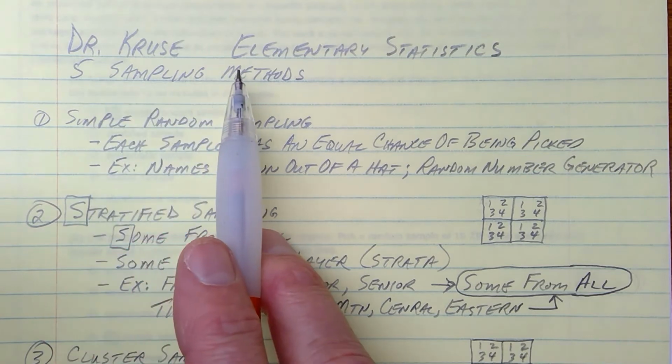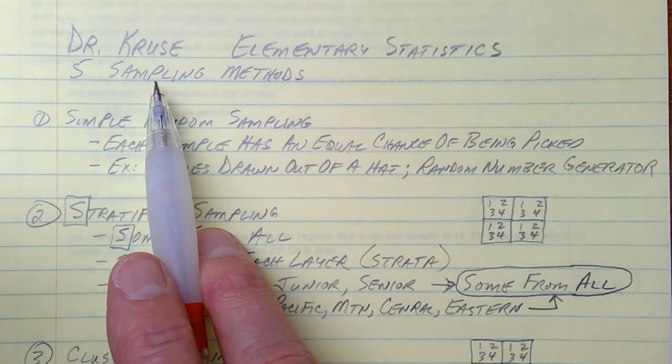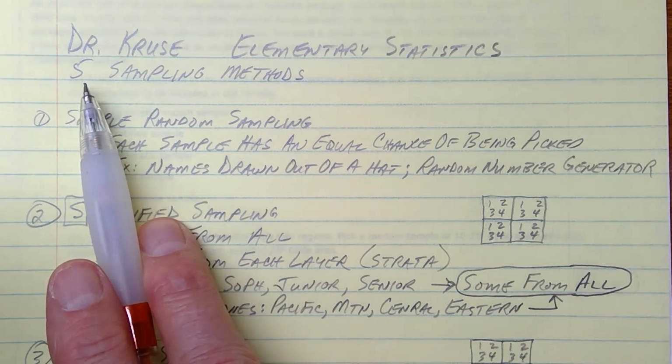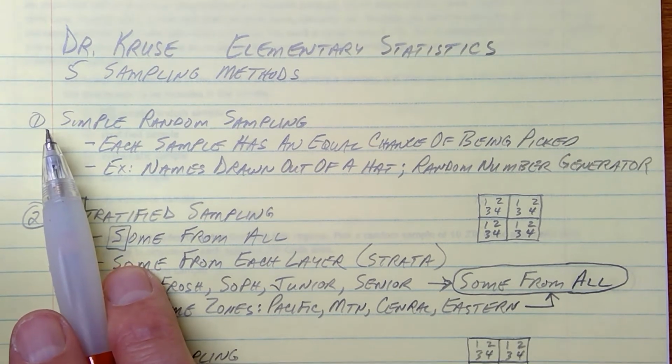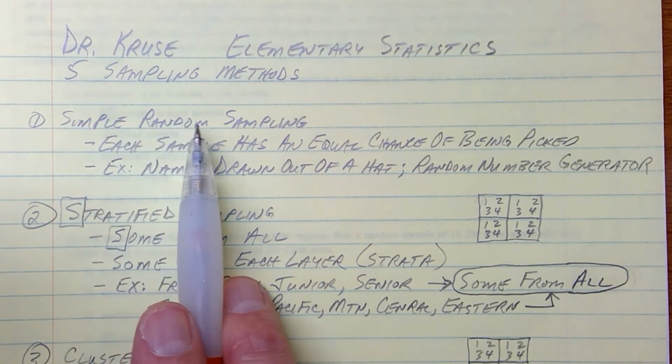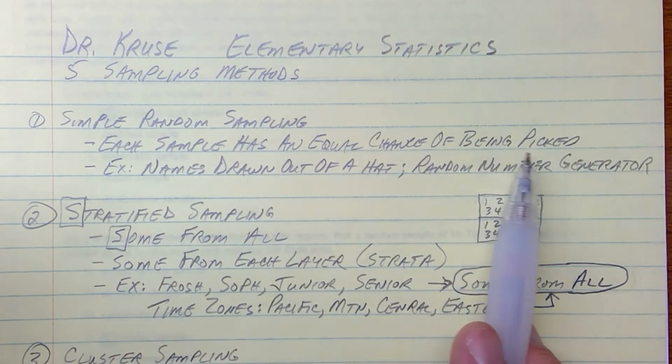So we have to come up with a fair method for creating a sample that is representative of that larger population. We have 5 methods we're going to discuss today. So the first one's the easiest. It's just drawing names out of a hat. You guys have all done this. It's called simple random sampling, and every individual has an equal chance of being picked.